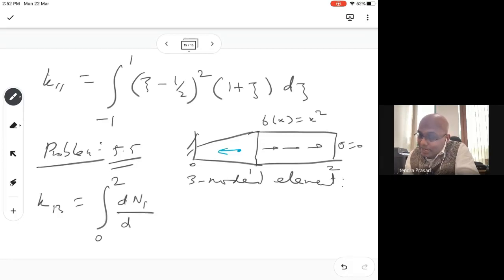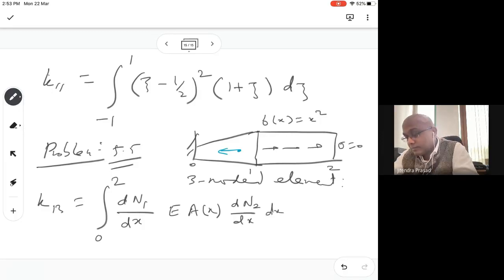over dx. Then you will have E, which is constant. A is a function of x, right? So then A(x), and then dN2 dx. You have to just integrate like this one.